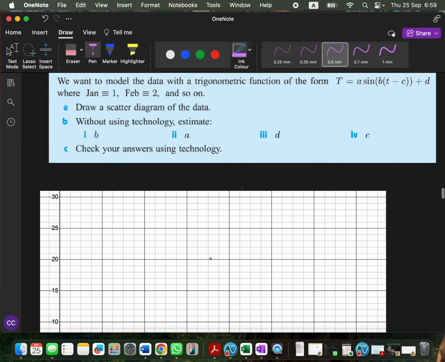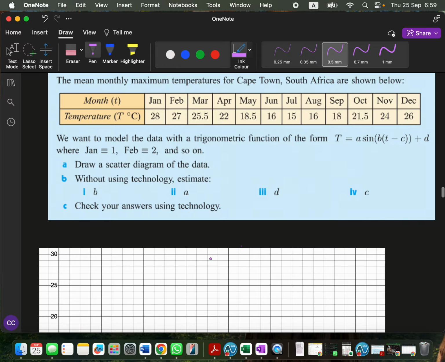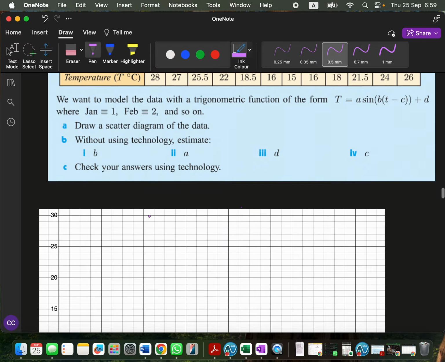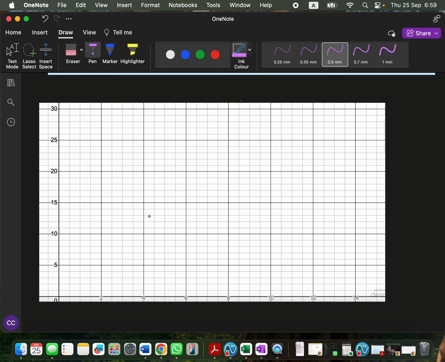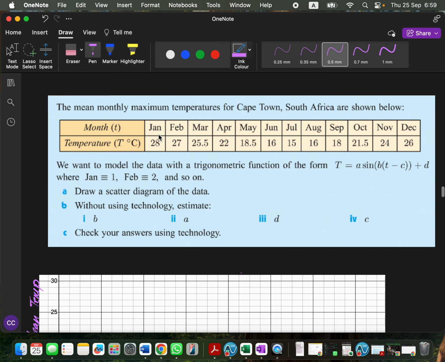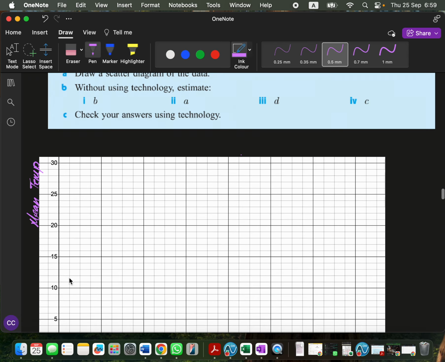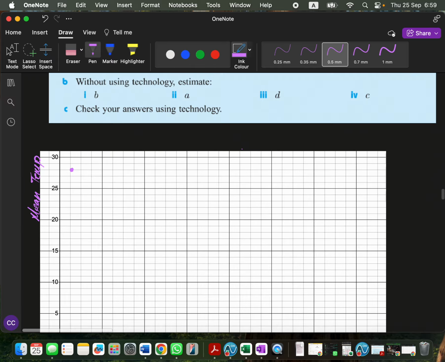So to do that, I've helped myself out and I've got these values here. You can see this is going to be months here, and this is going to be mean temperature. So we've got the months and the mean temperature on those two axes. I'm just going to quickly plot these. If January is 1, then it's got to be at 28. So if I go on 1 up to 28, that puts me there. And February is 27.